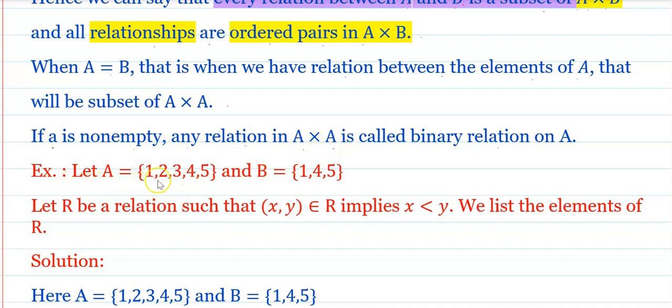Now let A be 1, 2, 3, 4, 5 and B be 1, 4, 5. Let R be the relation such that (X, Y) belongs to capital R implies that what type of relation must it be? That X is less than Y.